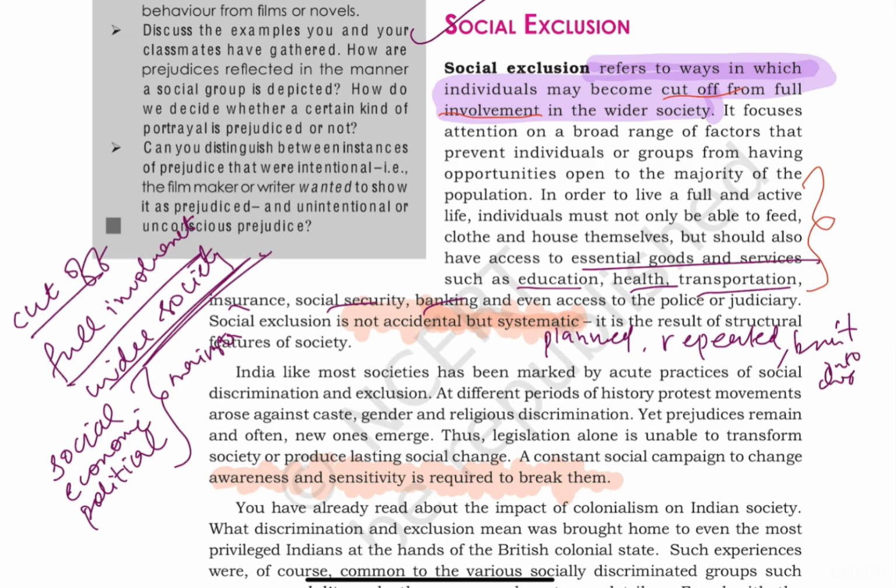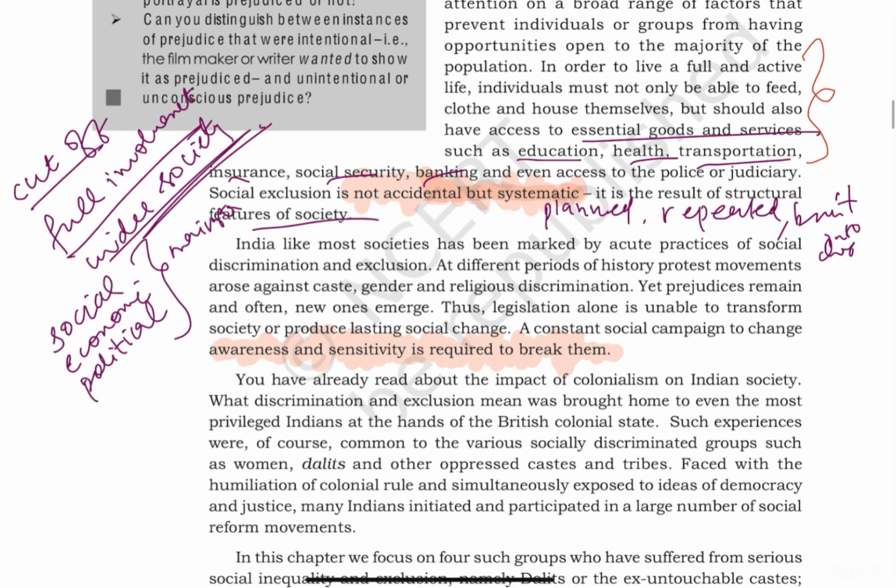Example, generations of tribal communities are denied access to good education. And so it is the result of the structural features of society. India, like most societies, has been marked by acute practices of social discrimination and exclusion. At different periods of history, protest movements arose against caste, gender and religious discrimination, but still prejudice remains, and often new forms emerge. Legislation alone is not able to transform the society or produce lasting social change.